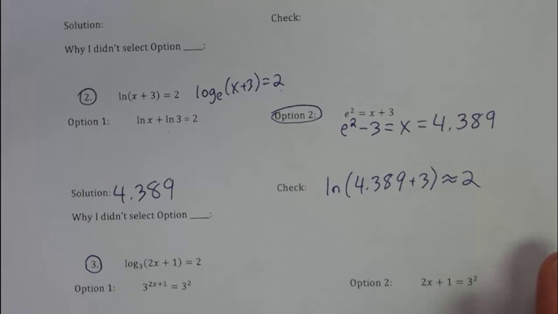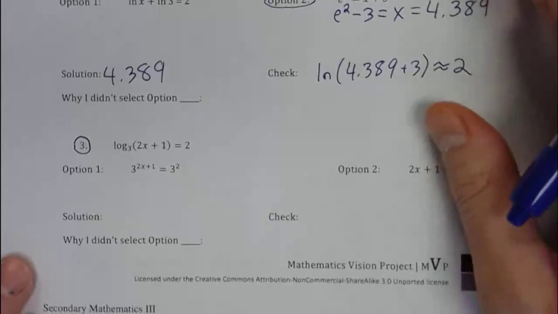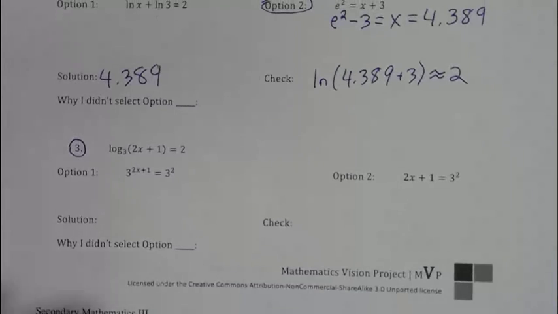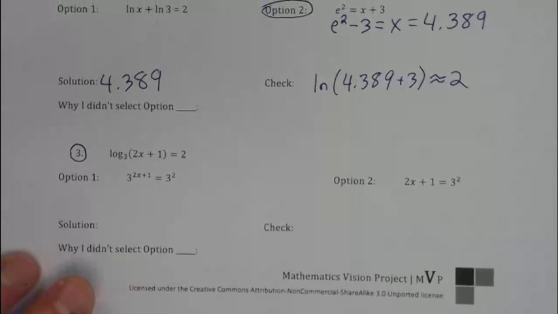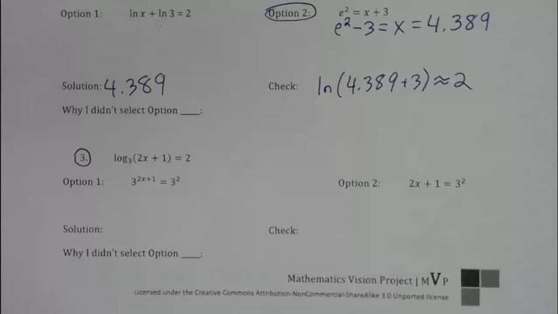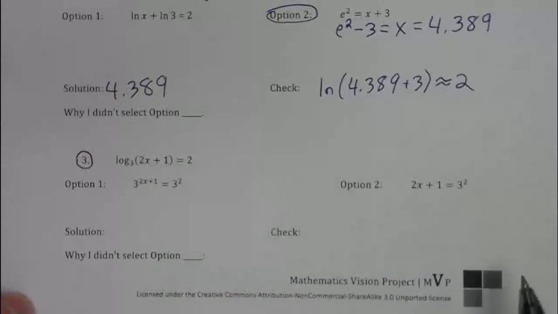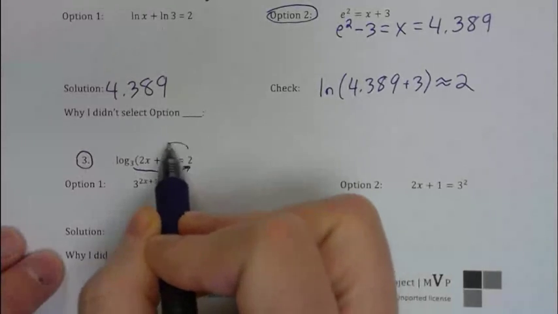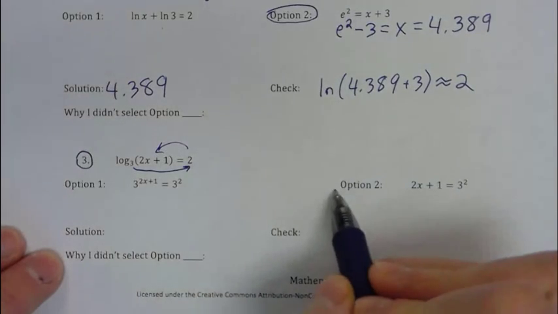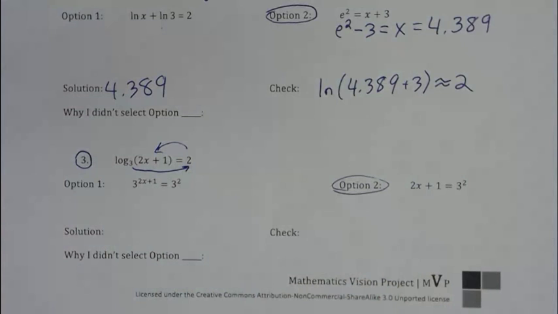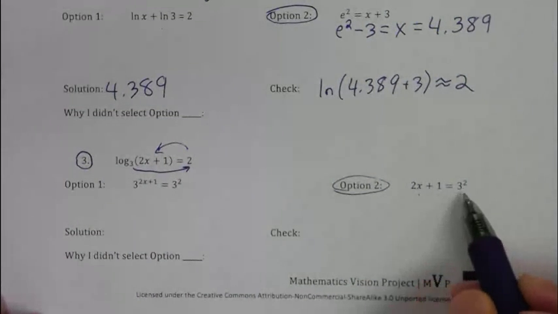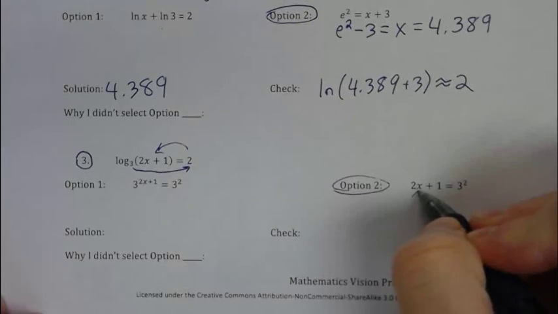Moving on to number 3. Number 3 is a similar problem, but now we just have a regular logarithm. We have log base 3 that we're starting off with, so that's going to require a little bit of extra work on our part. The first thing I would do is use our arrows and do 3 to the 2 equals 2x plus 1. And that is exactly what option 2 is giving us. So we would just have to figure out 2x plus 1 equals 3 squared. Well, we know 3 squared is equal to 9.